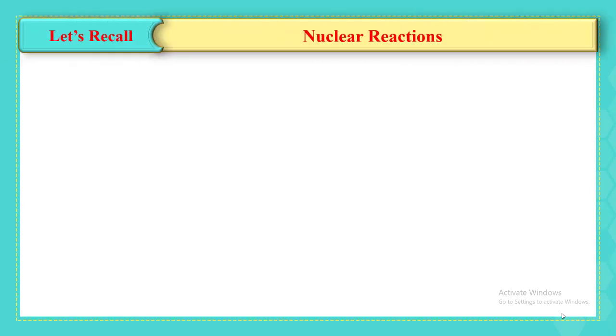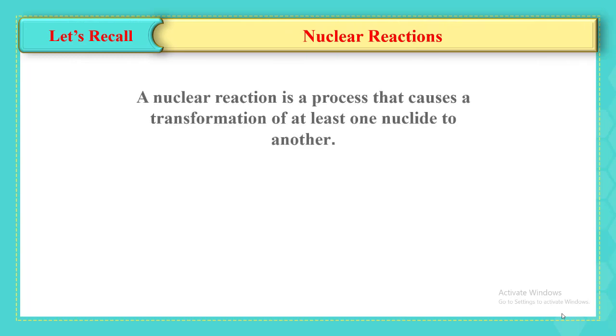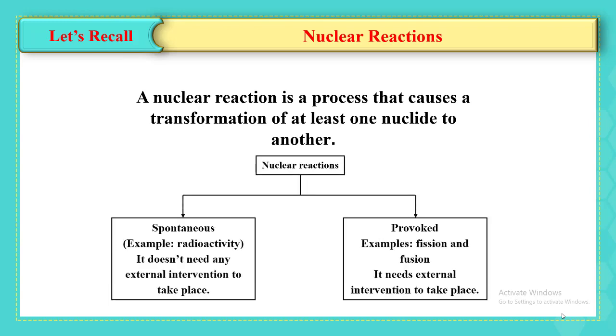Let's define nuclear reaction. It is a process that causes a transformation of at least one nucleus into another. We have two types of nuclear reaction, spontaneous and provoked. The spontaneous nuclear reaction, like radioactivity, takes place without any external intervention, while the provoked nuclear reaction, like fission and fusion, occurs due to external intervention.